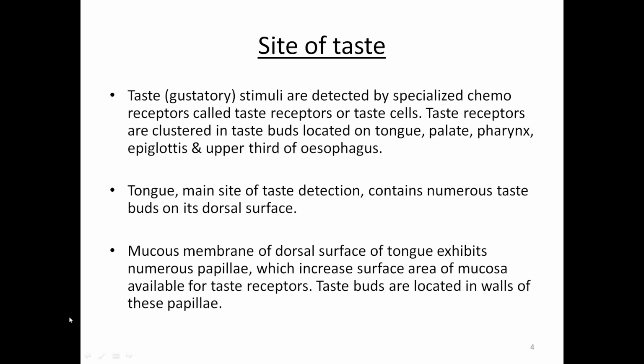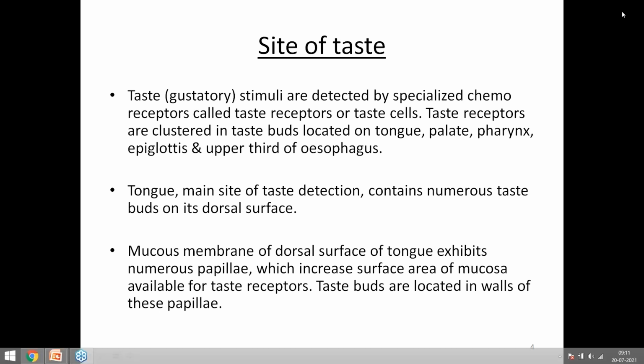Now, the site of taste. So the taste stimuli are detected by special chemoreceptors called taste receptors or taste cells. The taste receptors are clustered in taste buds, which are located on the tongue, palate, pharynx, epiglottis, and upper third of esophagus. Tongue is the main site of taste detection.